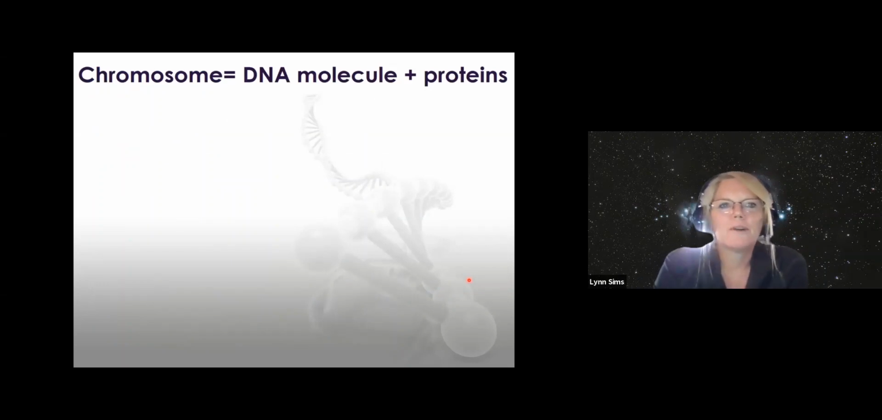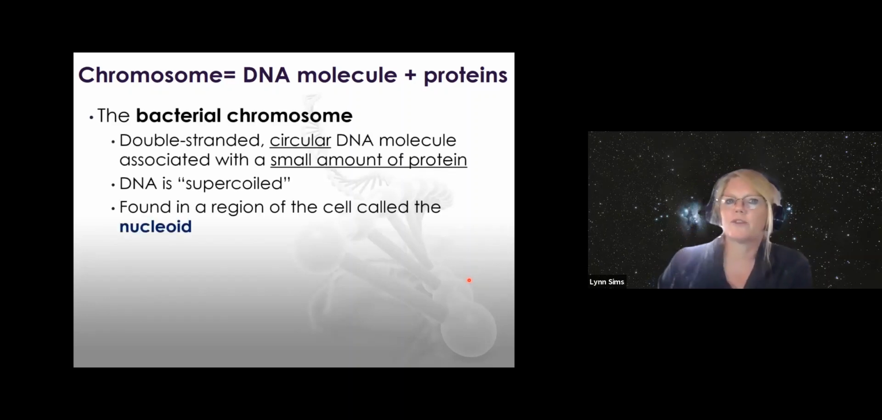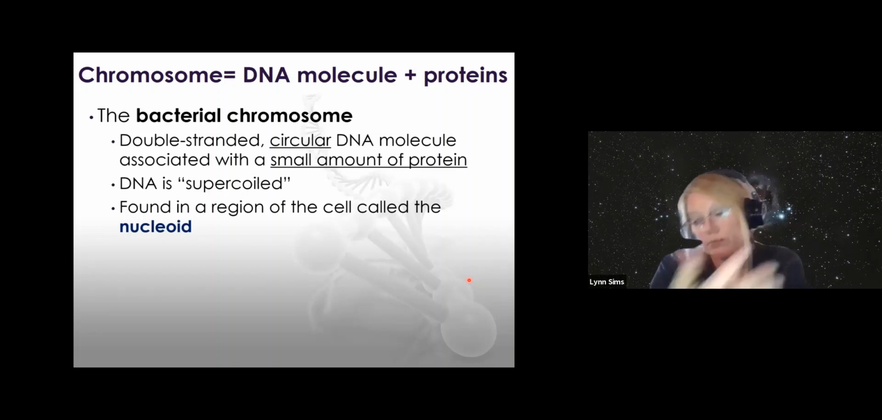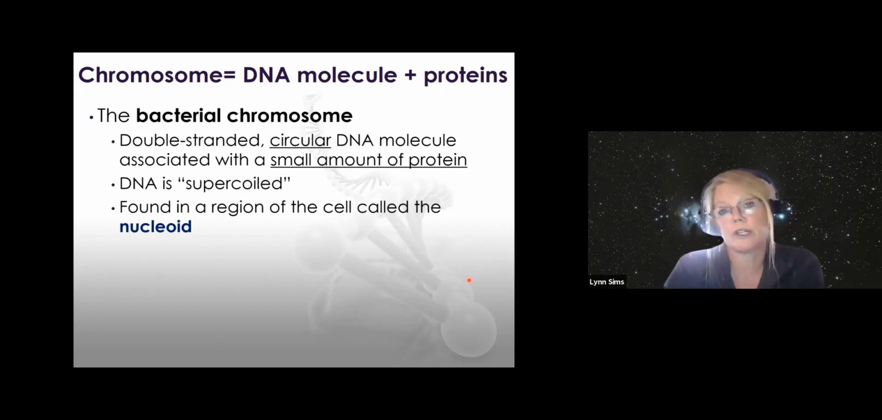Now, I want to reiterate here, and we're going to talk about chromosome rearrangements. So a chromosome is actually chromatin. And remember, chromatin is DNA with proteins associated with it. Okay, so a chromosome is basically a DNA molecule which is associated with some proteins. So we're going to look at the difference between bacterial chromosomes or prokaryotic chromosomes versus eukaryotic chromosomes.